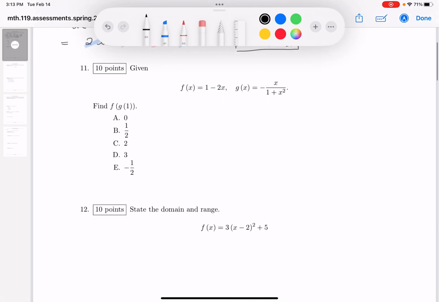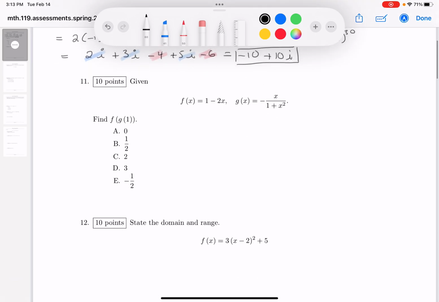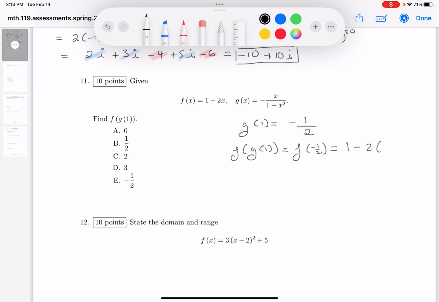Okay, number 11. What they want us to do there is evaluate something. And certainly, they want to know what g of 1 is. What do you get there? You get minus 1, and on the bottom you get 1 plus 1, which is 2. Then they want to do f of g of 1. So it's going to be f of, well, g of 1 is minus 1/2. And what does f do to it? Well, it's 1 minus twice the argument, which is minus 1/2. So we get there 1 plus 1, which is 2. Look for the answer. The answer is C.